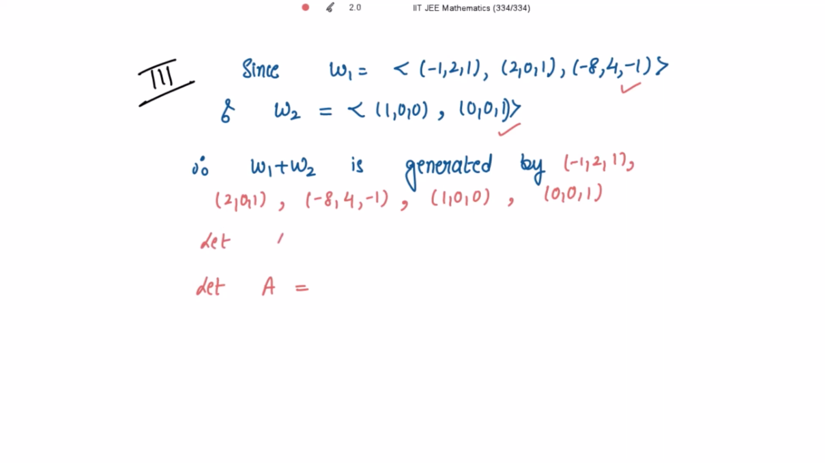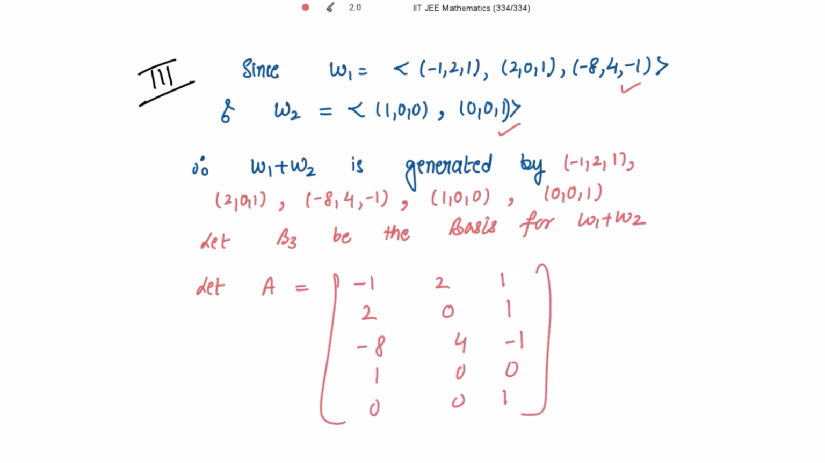So let B3 be the basis for W1 plus W2, and writing all these 5 vectors in a matrix form. Starting with the leading entry of the first row, I'm having -1 over here. I need to get 1 in place of -1. How do I do that? Instead of applying any row operation, we have row 4 with the entries 1 0 0. So let's interchange row 1 with row 4, right?